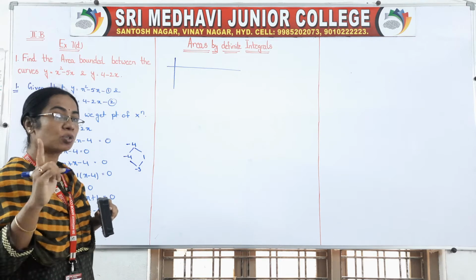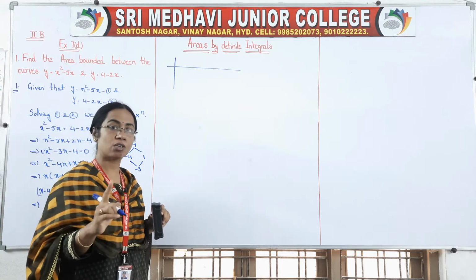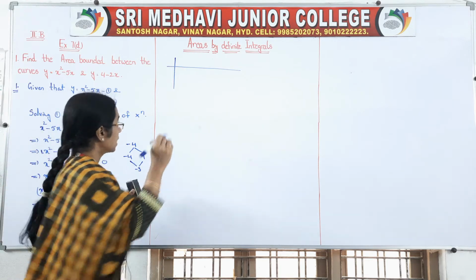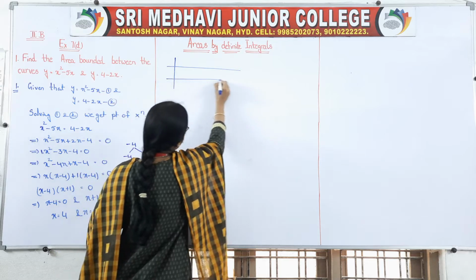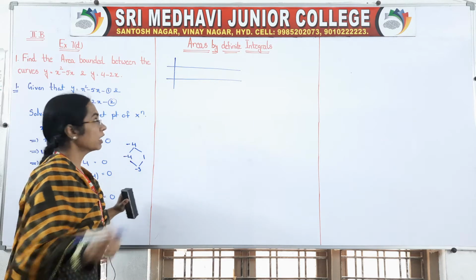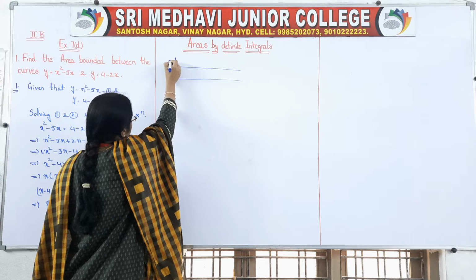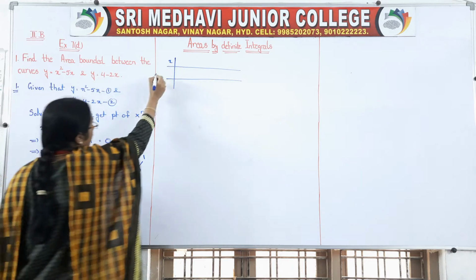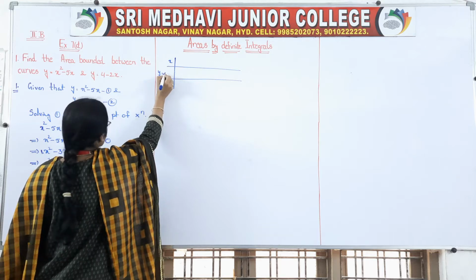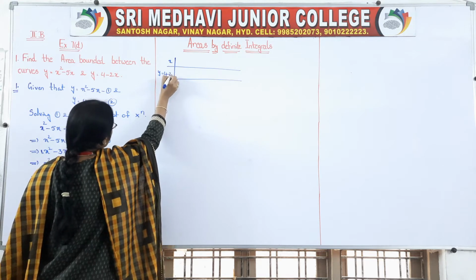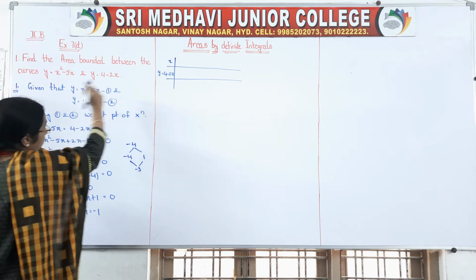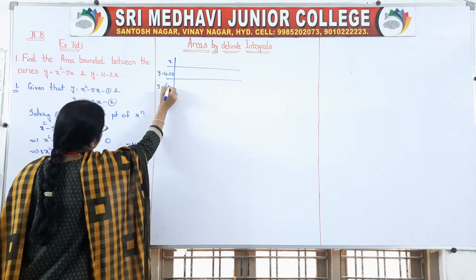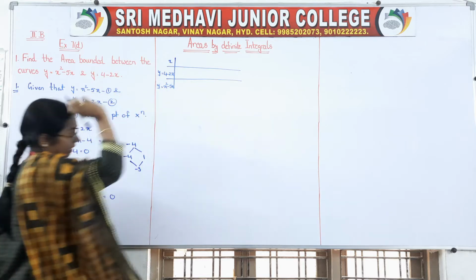We are having two equations here. One is a curve and one is a line. So that's why your table contains 3 rows. Okay, so here first we will take x values, and next we will take the line equation y is equal to 4 minus 2x, and next we will take the curve equation y is equal to x square minus 5x.